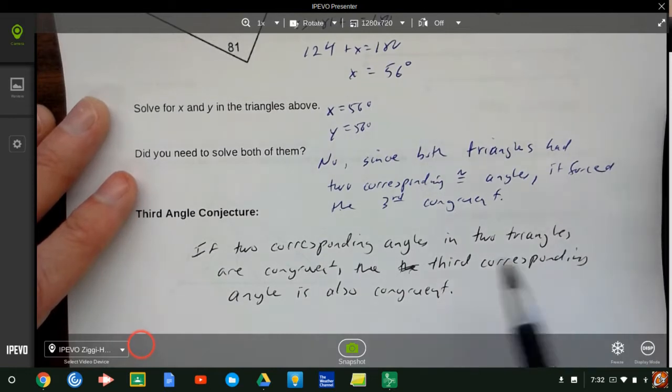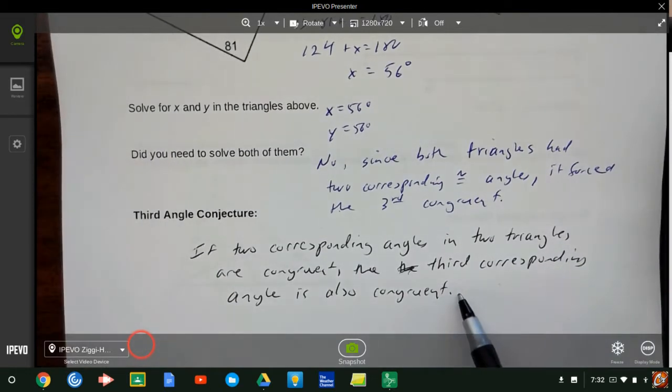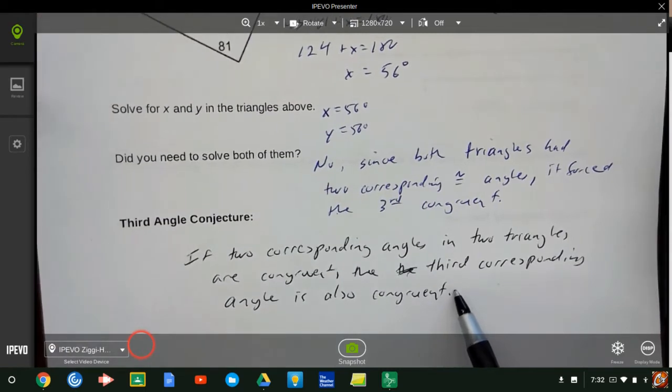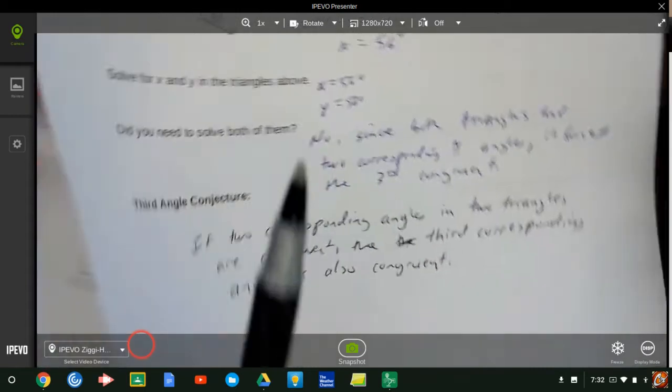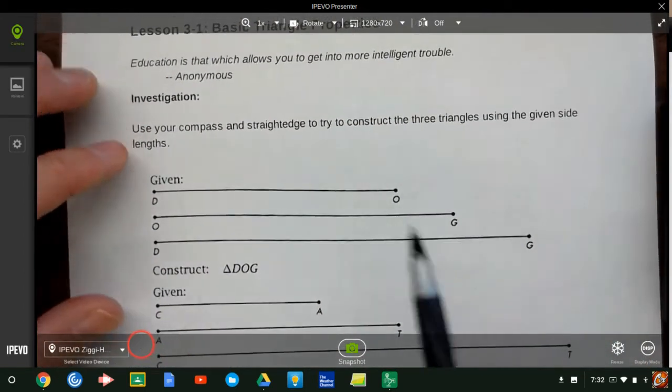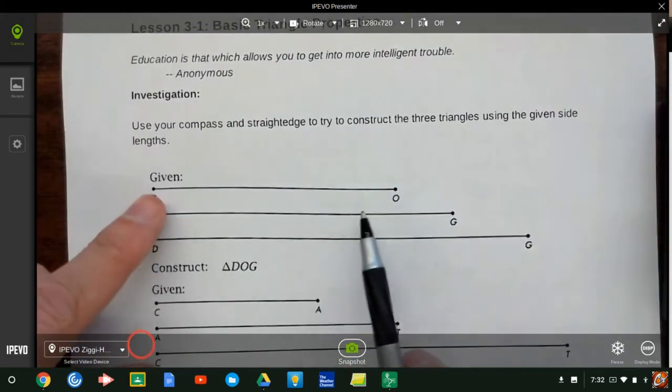Okay, so that's kind of an obvious statement, but it is a very important statement that could help us. It saves us from doing some extra arithmetic. Okay, so now let's try a little investigation. Use your compass and straight edge and get these measurements.